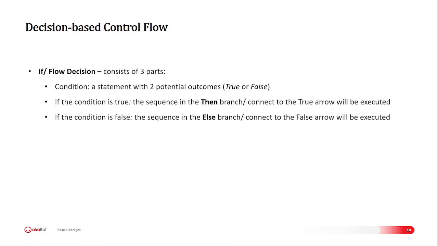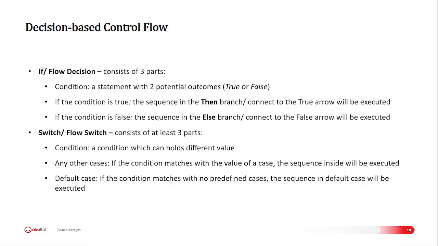Decisions-based control flow. As mentioned above, it is where your workflow gets the power to make decisions and follow different paths based on conditions. First, we have the if flow decisions, which are similar to a simple question with two potential outcomes. If the answer is true, the workflow will execute the step in the then branch or follow the true arrow. If the answer is false, it will check the else branch or the false arrow. This is perfect for straightforward decisions where you only need two outcomes.